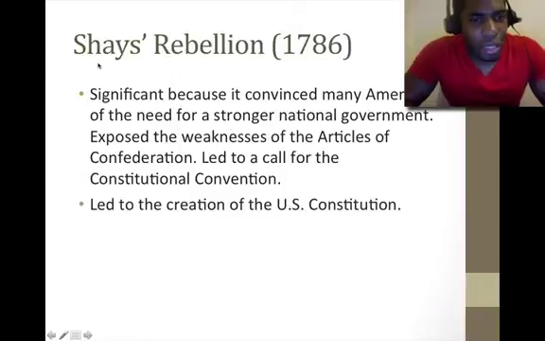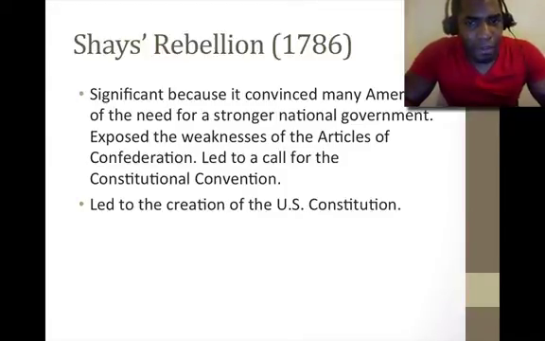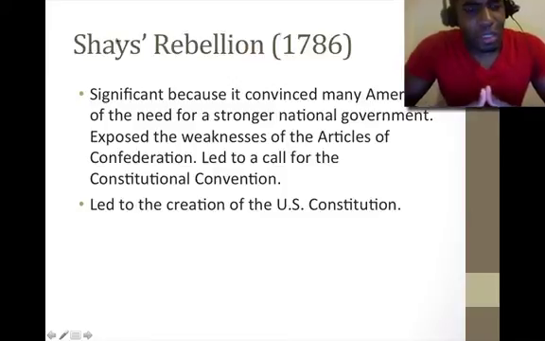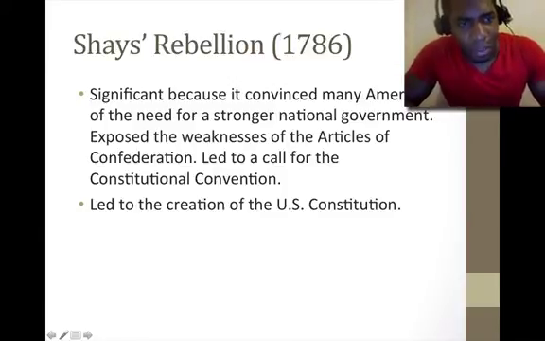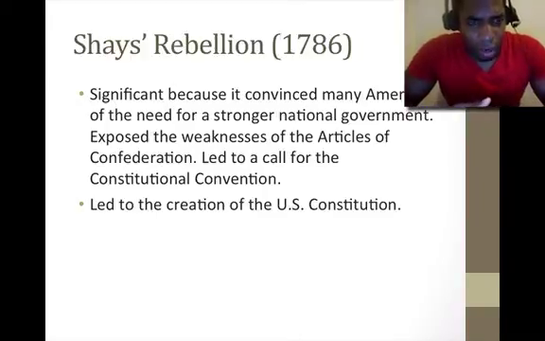And Shays' Rebellion is a great example of how weak the Articles of Confederation was, because it convinced many Americans of the need for a stronger national government. Okay, it exposed the weaknesses of the Articles of Confederation. It led to a call of the Constitutional Convention. Now, the Regents don't really go into specifics about Shays' Rebellion. You just need to know that Shays' Rebellion was a significant reason, or proof, that the Articles of Confederation was weak.